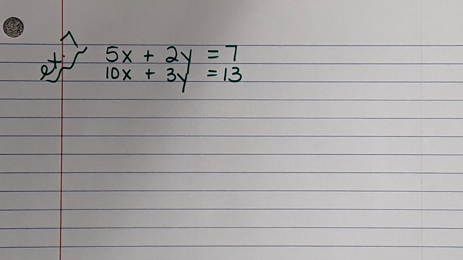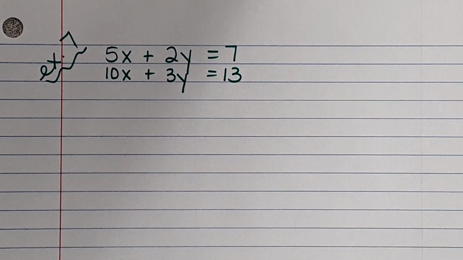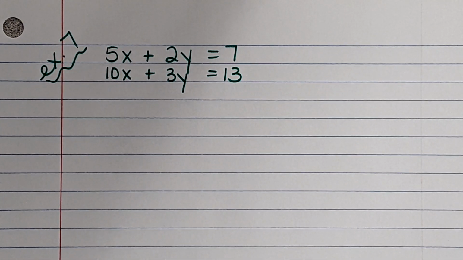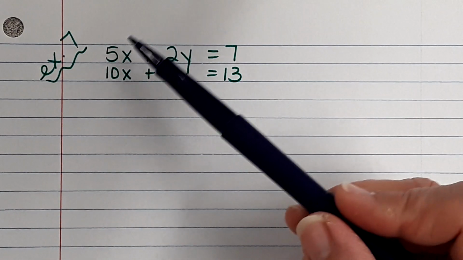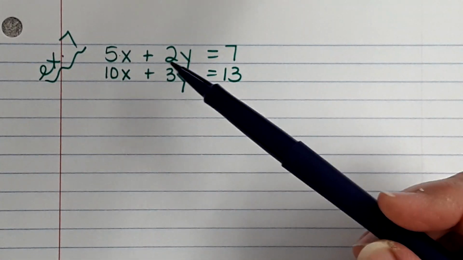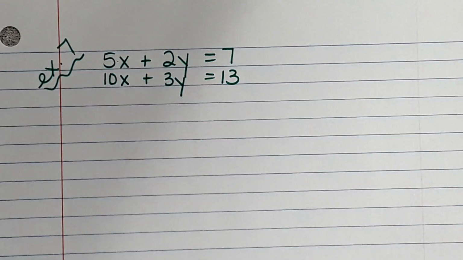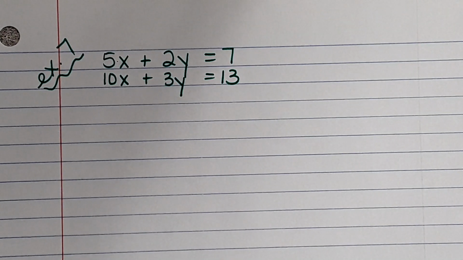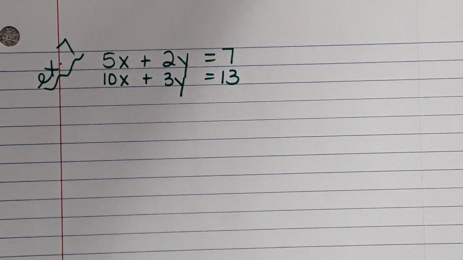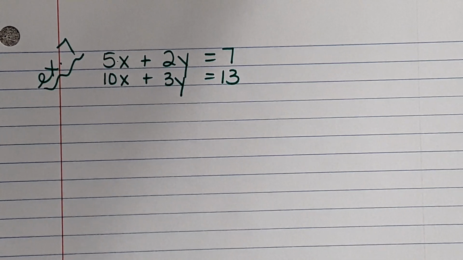Yes, you're exactly right. Okay. What do I always ask you to look for? The same. Are the x's the same? 5 and 10 are different. Are the y's the same? 2 and 3. You guys, you only care about the numbers that are in front of the variables. So they're not the same. So we can't add or subtract them because we can't eliminate something.